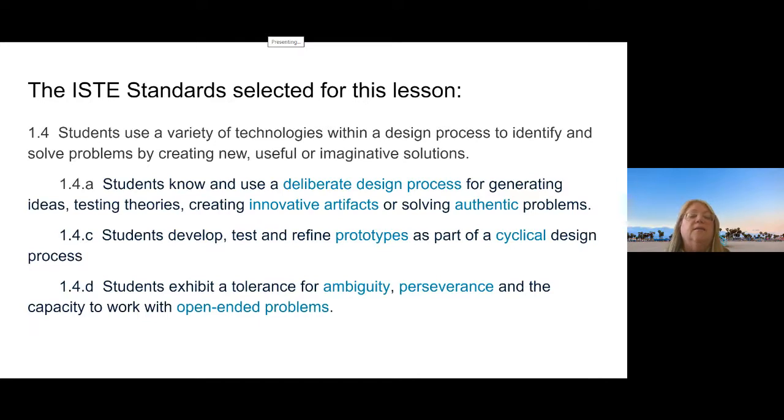1.4D has to do with students exhibiting a tolerance for ambiguity, perseverance, and the capacity to work with open-ended problems. This was probably the most challenging part of the standard for my students. And I'll get to that in a minute.